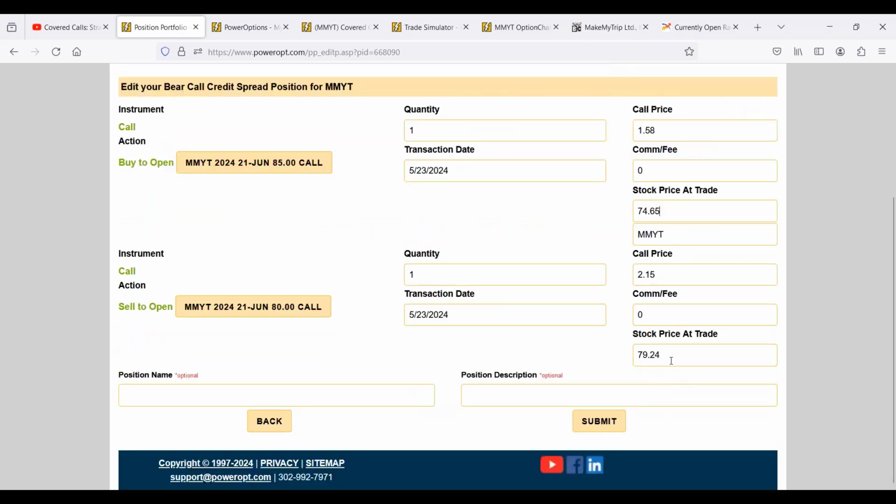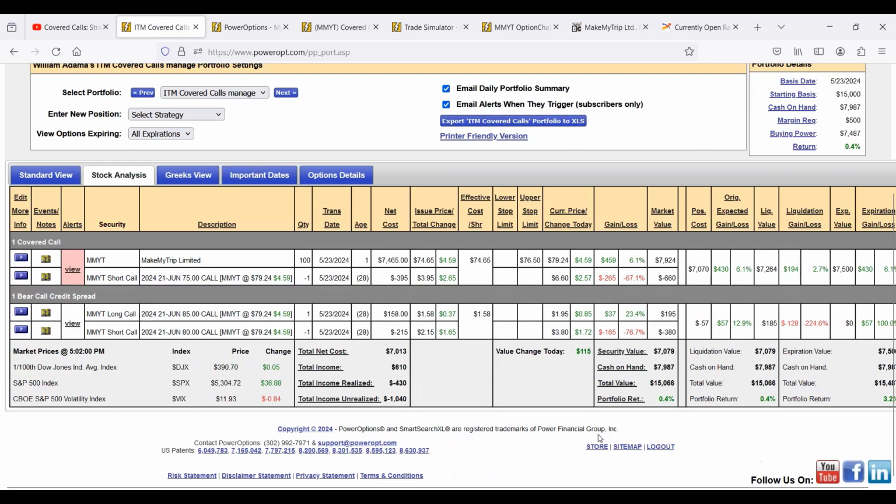See, even I get confused, guys. I'm sorry. That's where we want it. 70. That's why the returns look so off, because of the commission. But that was the stock price at time of trade. Let's try that again. Get a better view of what we're looking at.